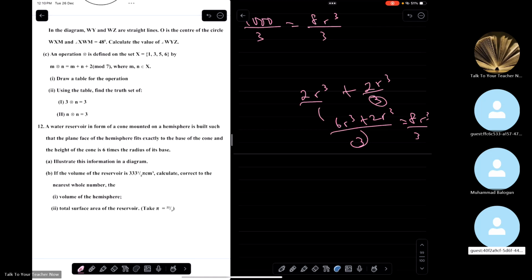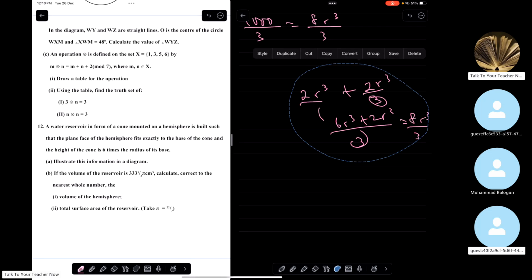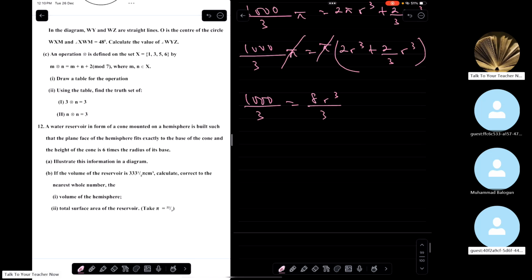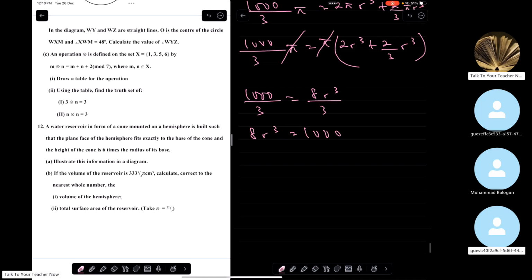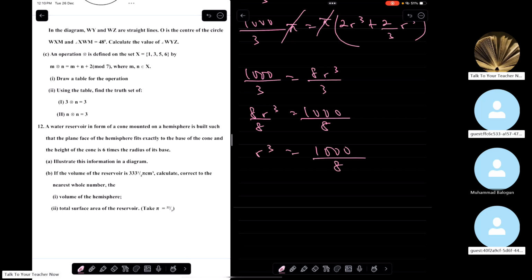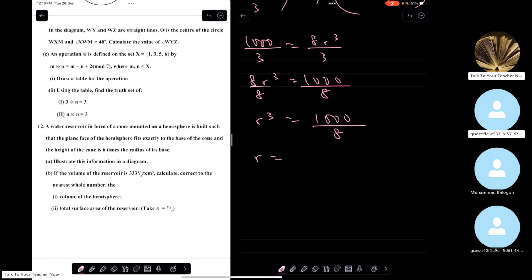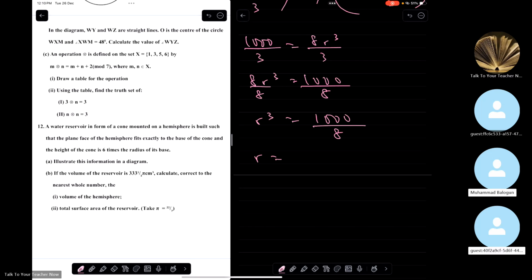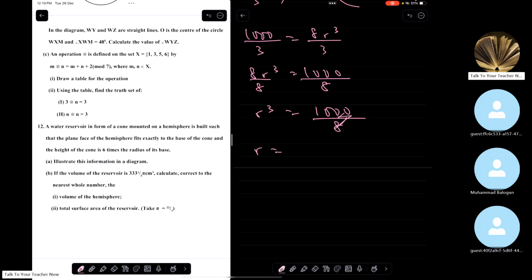Now we can multiply both sides by 3 to simplify the fraction. If you multiply both sides by 3, then we have 8r cubed equals 1,000. Do you understand, Mohammed? Divide both sides by 8. R cubed will be equal to 1,000 over 8. Mohammed, what is R if R cubed is 1,000 over 8? You can simply say, in fact, from here, R cubed is 125. 1,000 over 8 is 125. So if R cubed is 125, what is R?